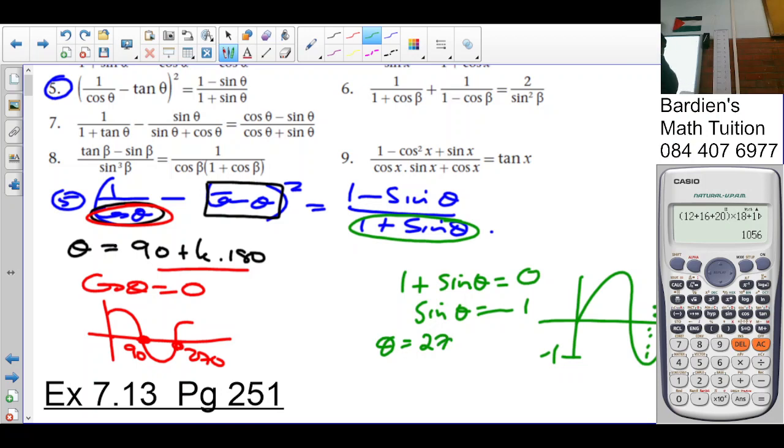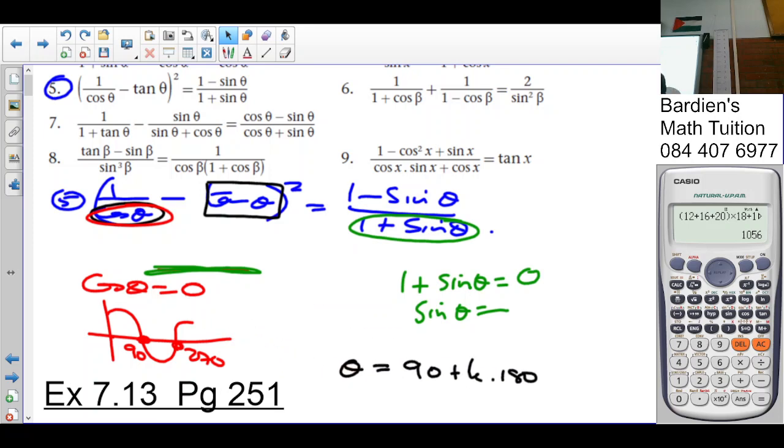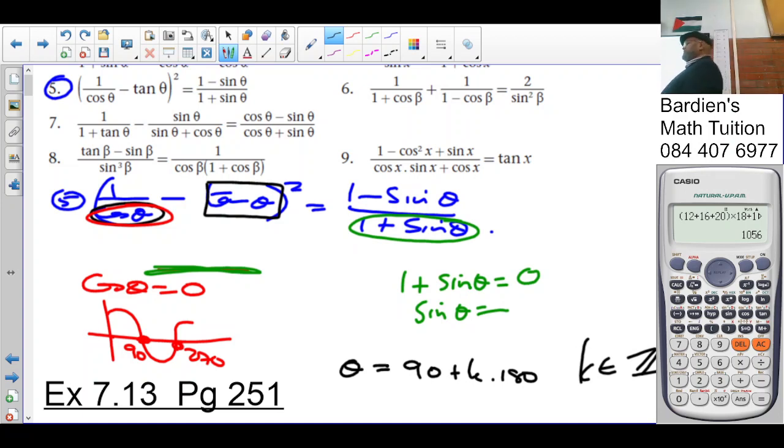But is that not accounted for here already? Well, if k is 1, then what do I have? 90 plus 1 times 180, which is 270, which is accounting for this already. So do I have to write that down? No. So what's my answer? Just that. This is my answer, where k is an element of the integers.